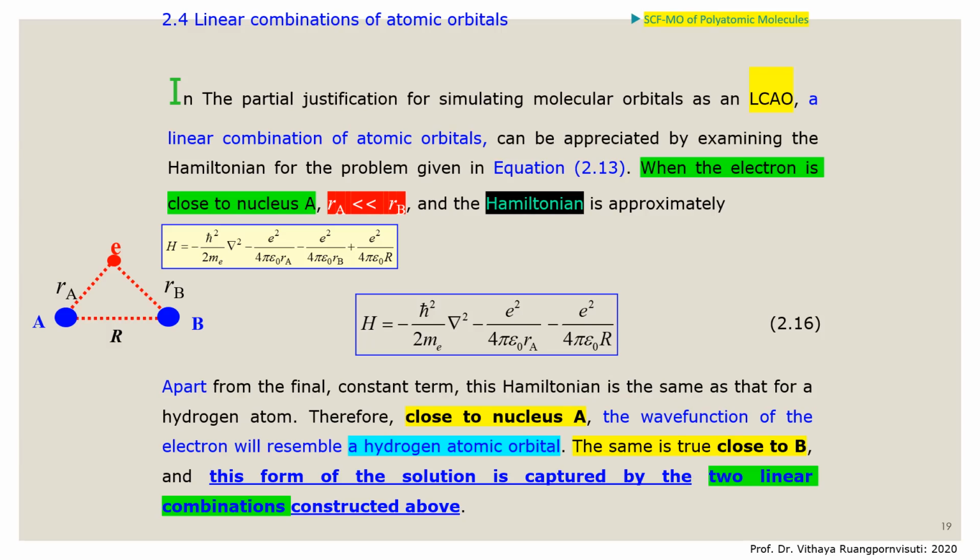When the electron is close to nucleus A, it means that Ra is much less than Rb, and the Hamiltonian is approximately this term. The third term of equation 2.13 can be removed, and we obtain equation 2.16.